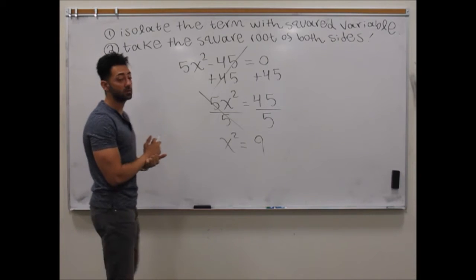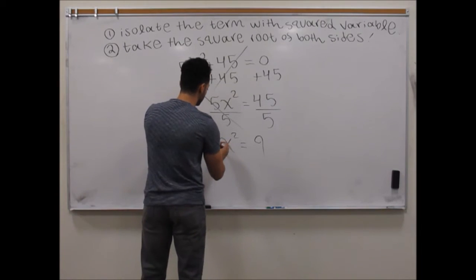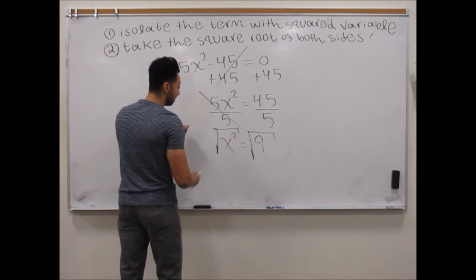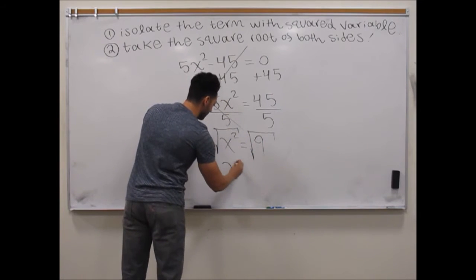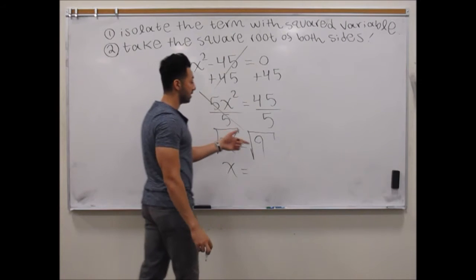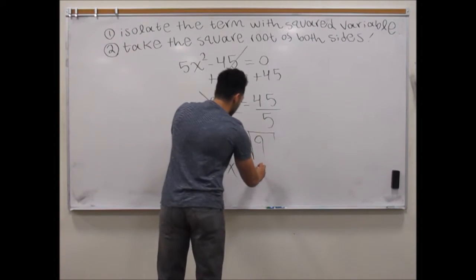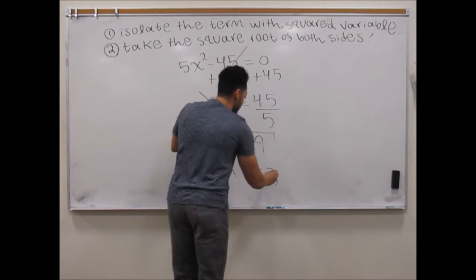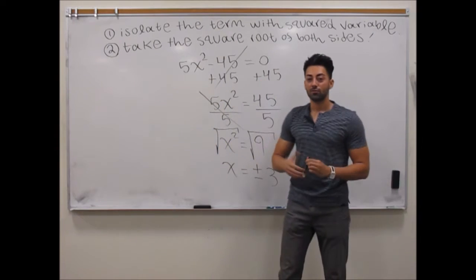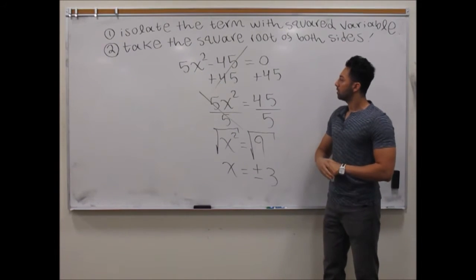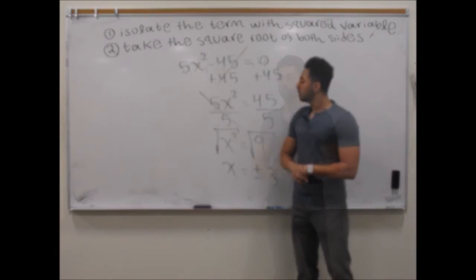We're going to go ahead and take the square root of both sides. I'm going to take the square root of this, take the square root of both sides, and then I'm going to get x is equal to, again, we have to account for the positive and negative root. So we're going to get plus or minus 3 again. It's the same answer that we came up with last time. So I think this method is pretty straightforward.